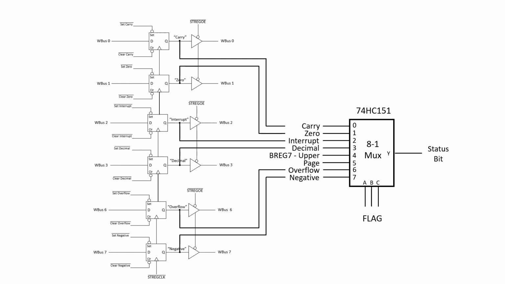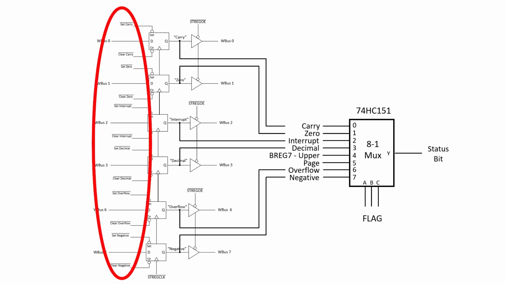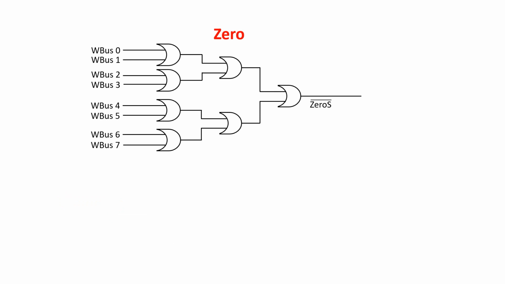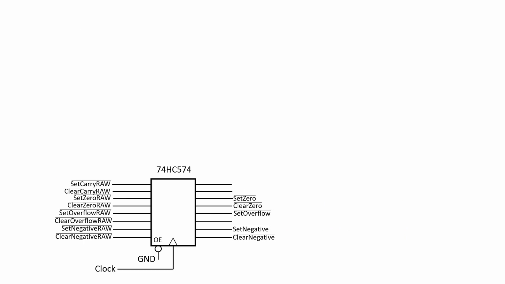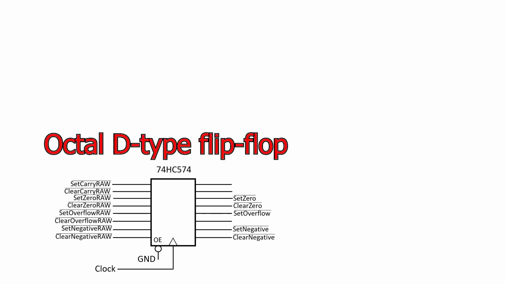So far so good. Now we just have to deal with these dangling set and clear inputs. Most of these will be generated by some form of combinatorial logic, but they're connected up to asynchronous set and clear inputs. I'm worried that as the logic settles, we may get spurious inputs to set and clear. I'm going to try and clean up the signals with this octal D-type flip-flop, so hopefully the logic will have a chance to settle before it can change the flag.